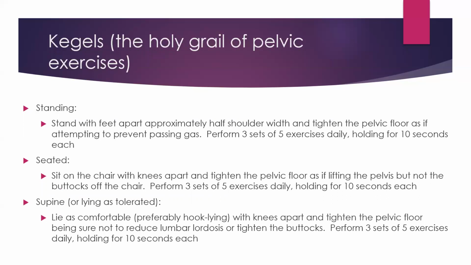So standing, stand with your feet apart, approximately half shoulder width to shoulder width, and tighten the pelvic floor as if attempting to prevent passing gas. Again, perform 3 sets of these exercises daily, holding for 10 seconds. Seated, sit in the chair with the knees apart and tighten the pelvic floor as if lifting the pelvis, but not the buttocks, off the chair. Right? If your butt's picking up, you're not doing it right. Again, perform 3 sets of 5 exercises each day. And supine, you can lay as comfortable as possible, preferably in hook-lying with knees apart, and tighten that pelvic floor.